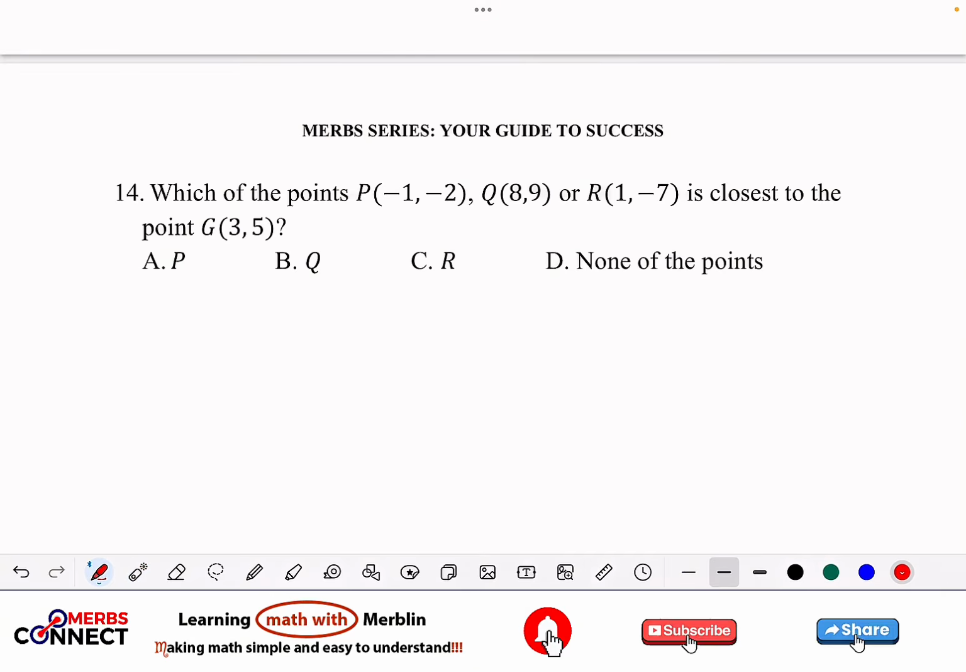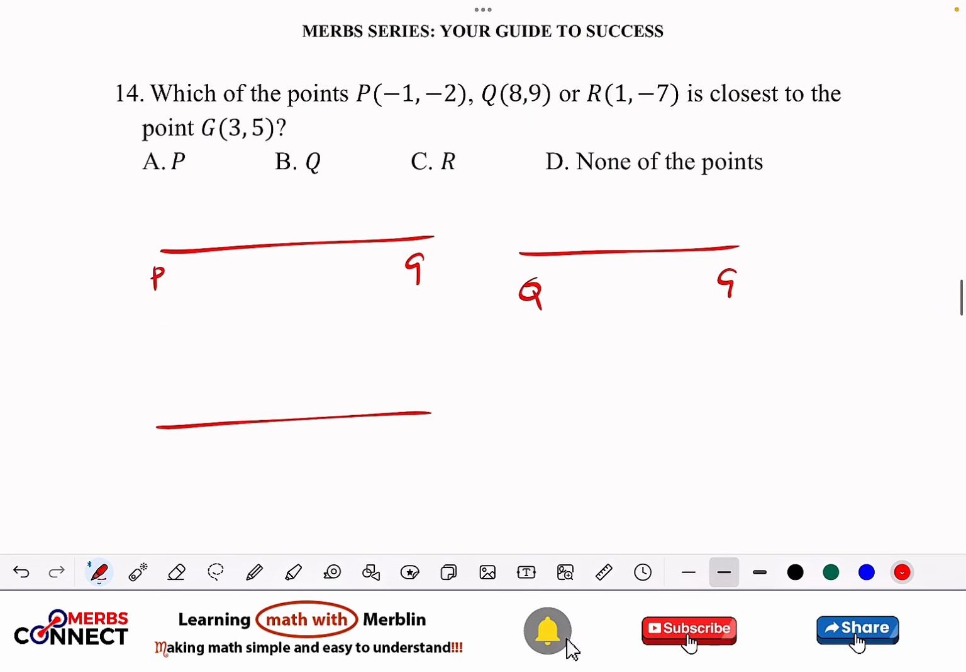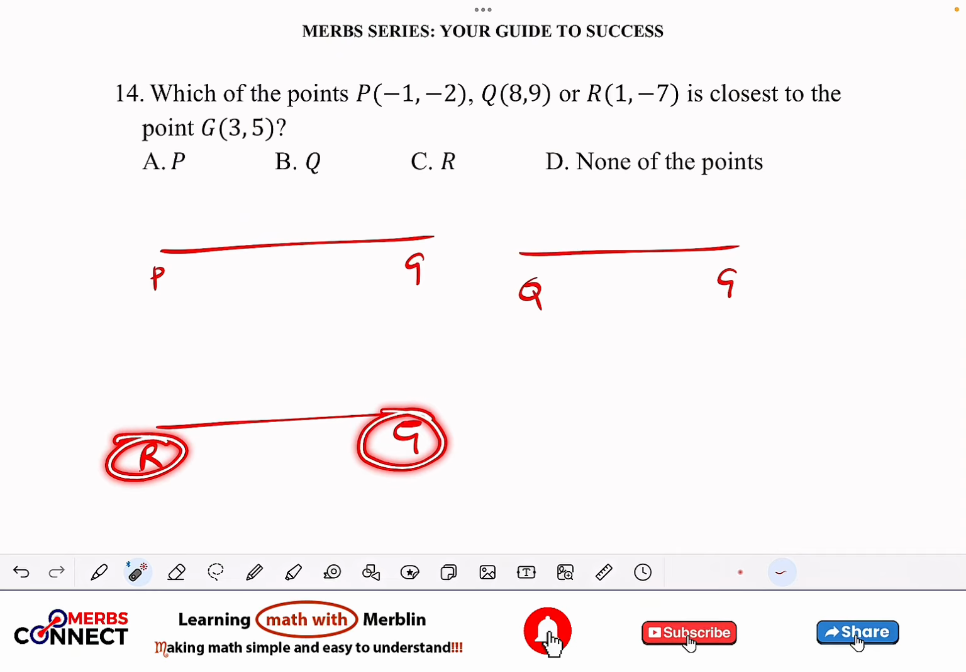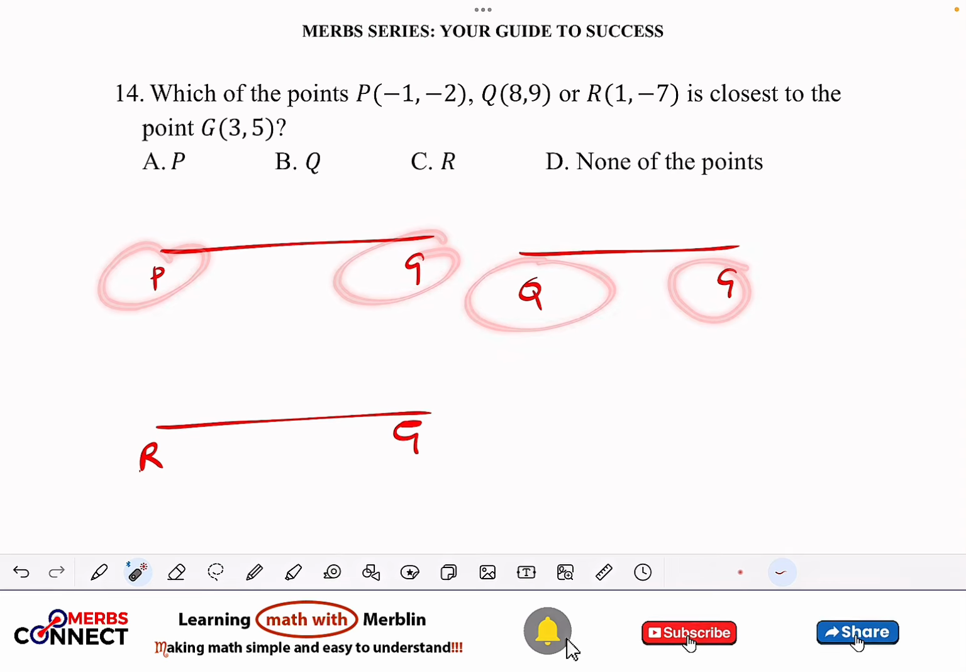Since we are talking about the closest point, we have point P and G, point Q and G, and another point, let's say R and G. When you say closest, it means which distance is the shortest. If this one is shortest, then R will be close to G. If this one is shortest, then this one will be close to this one. So I'll leave this one for you to do.